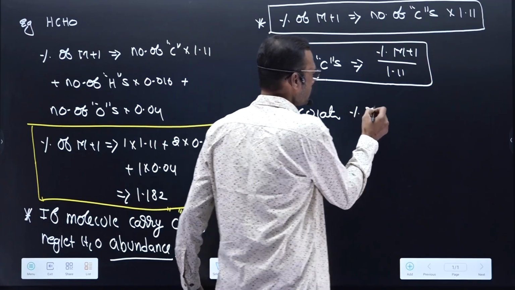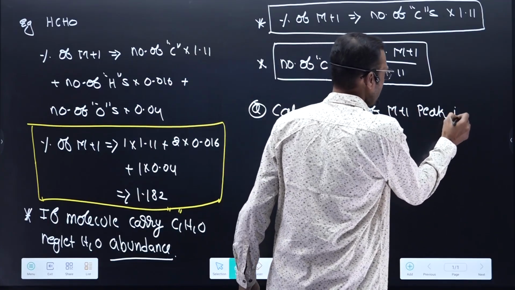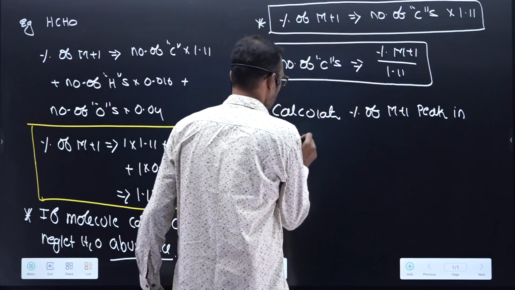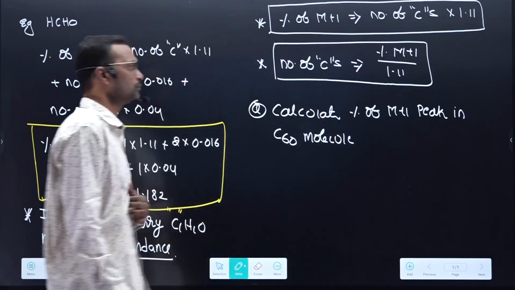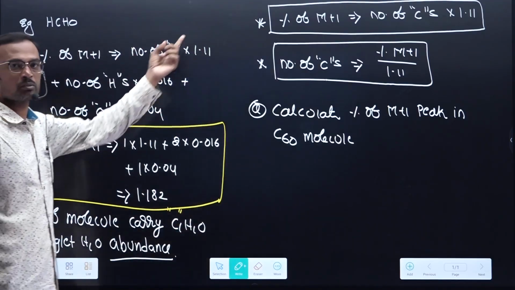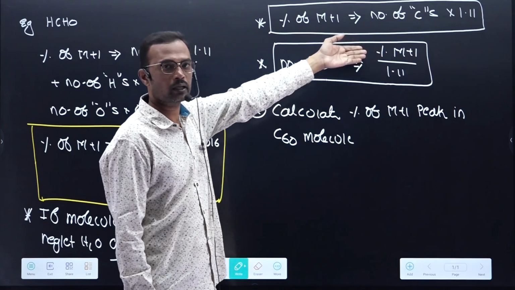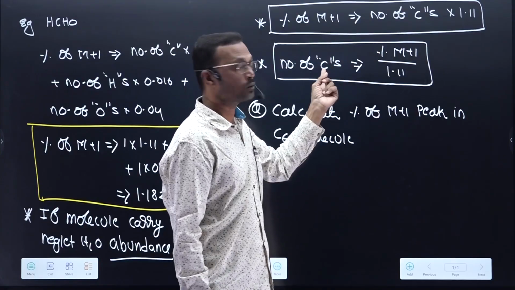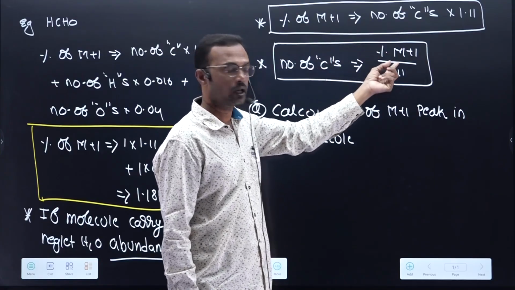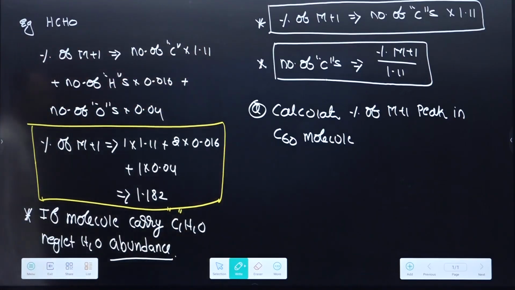Calculate the percentage of M+1 peak in C60, the buckminsterfullerene molecule. You need to remember this formula: percentage of M+1 is equal to number of carbons into 1.11. If you want to calculate M+1, you need to use this, and if you want to calculate the number of carbons, use M+1 by 1.11. Now just use this formula and calculate.